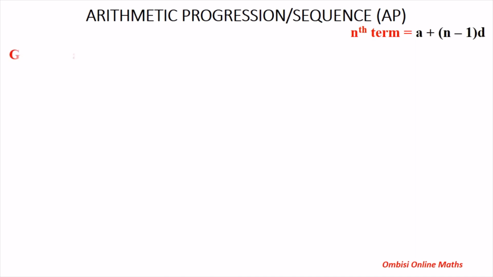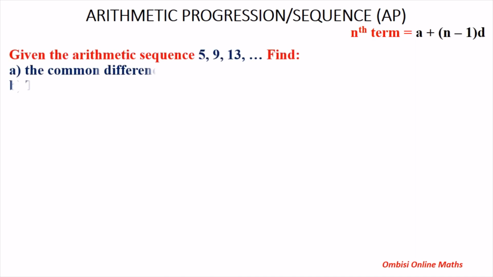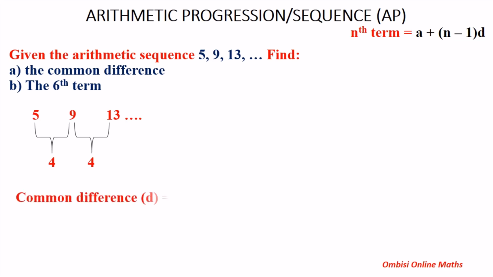Now we are going to look at the first question. Given the arithmetic sequence 5, 9, and 13, find the common difference, then the sixth term. So look at the first bit. The sequence is 5, 9, and 13. So between 5 and 9, you can see that the common difference is 4. Between 9 and 13, you can also establish that the common difference is also 4. So from this one, we can conclude that the common difference of this sequence is 4. That the common difference D is 4.